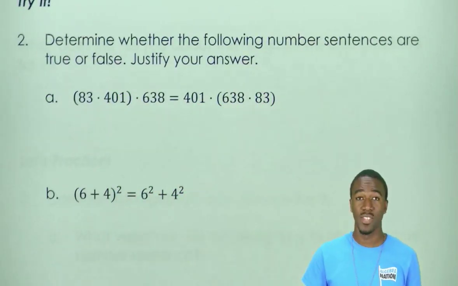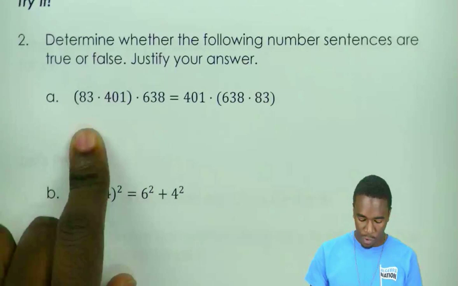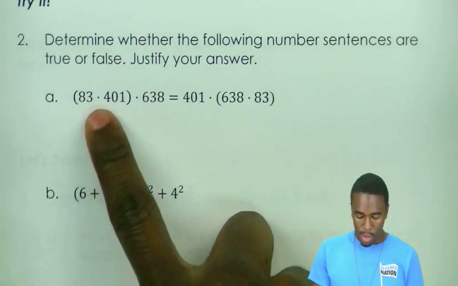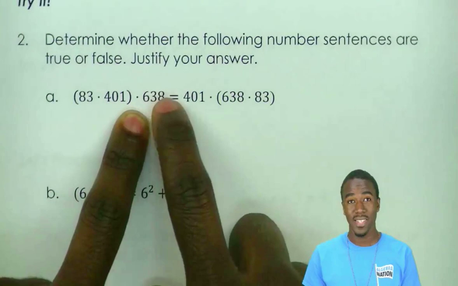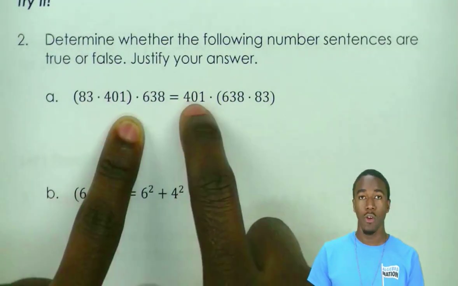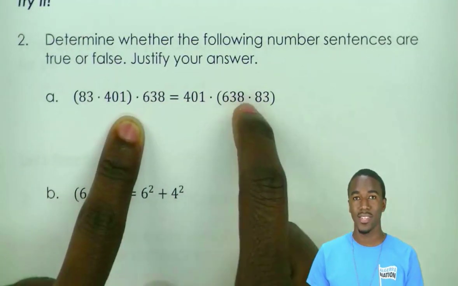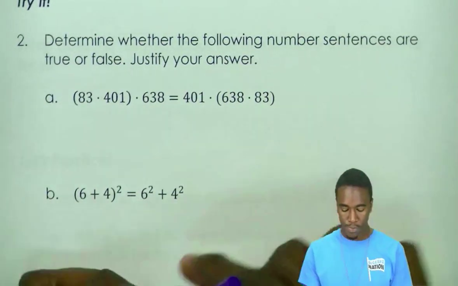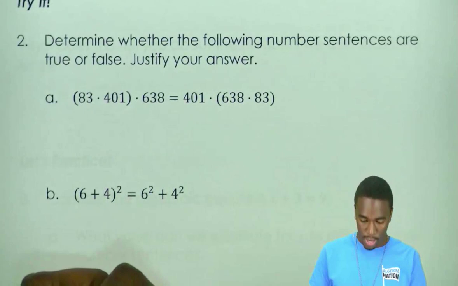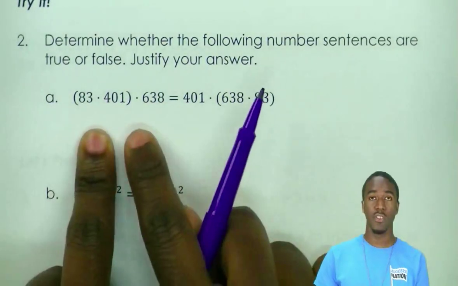All right, let's see what you got. So we have this first sentence here. In parentheses, 83 times 401 times 638 is equal to 401 times 638 times 83. Okay, well, guess what? We learned about this before, right? We learned about the commutative and associative properties.